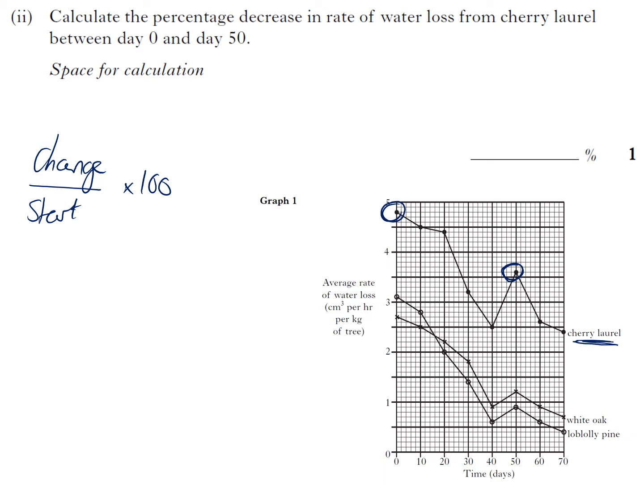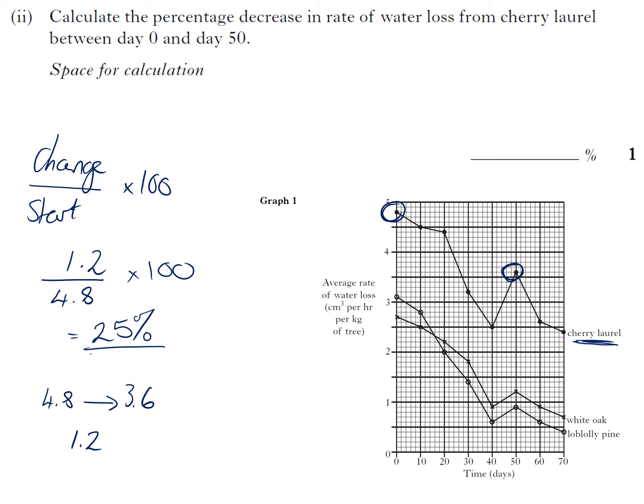Okay, so our start, we can get here, our start is 4.8. Our change, well, we started at 4.8 and we went to, over here, 3.6. So we have changed by, where are we going? 1.2. So 1.2 and then times by 100. That's actually quite nice. If you look at it, that's just a quarter. So, but obviously do the sum in the calculator so you don't do anything weird in your head in an exam.